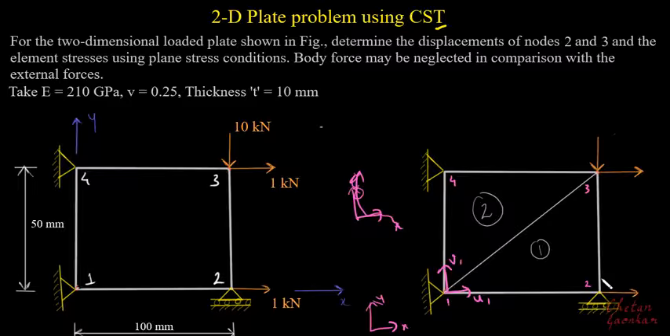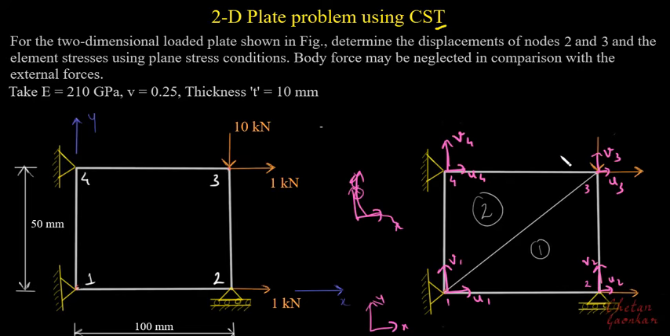Similarly, at this place, this will be my u2, and this will be my v2. Similarly, the nodal displacement at 3 will be, this will be my u3, and this will be my v3, and similarly this will be u4, and this will be v4. So we have taken care of all the nodal displacements at all the 4 nodes.